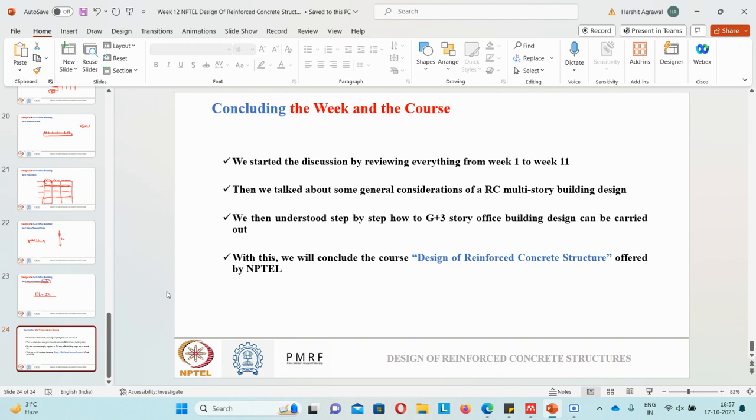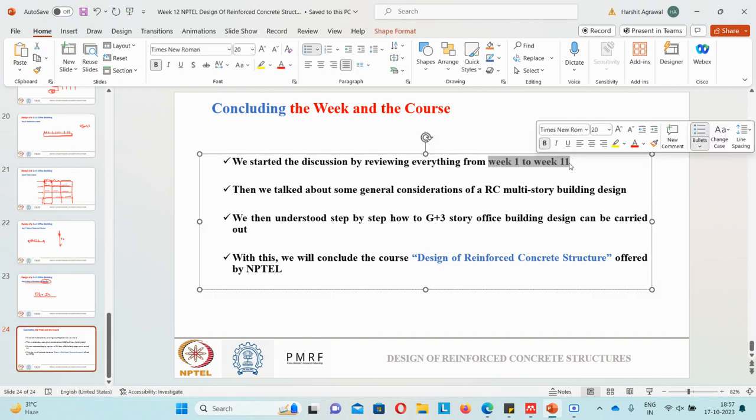Then we moved to slabs, in which we saw design of one-way slab and two-way slab, and all the restraint and confinement, how we considered them. After that we moved into columns, short column, slender column, how they are designed. Then we moved into design of footings, in which we mainly saw an isolated footing design, and staircase, in which we saw the design of a straight staircase, and how finally torsion is taken into account. So this was all from week 1 to week 11.